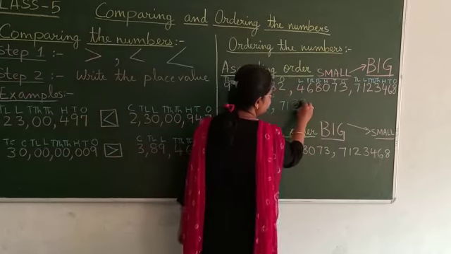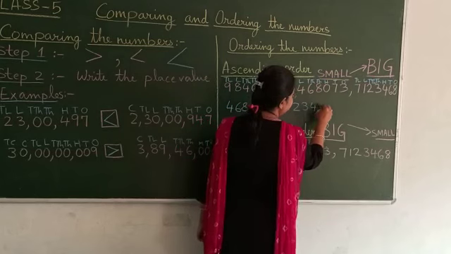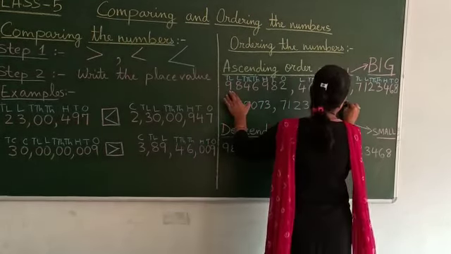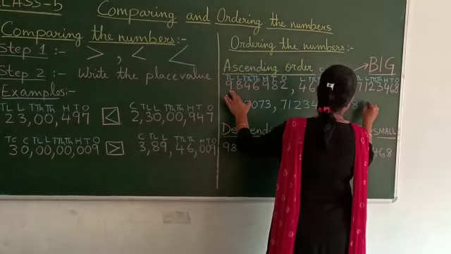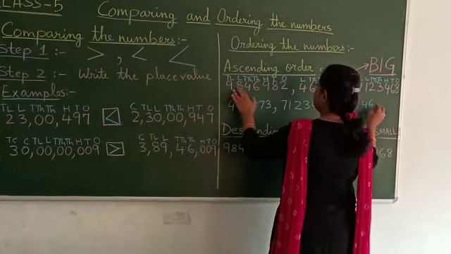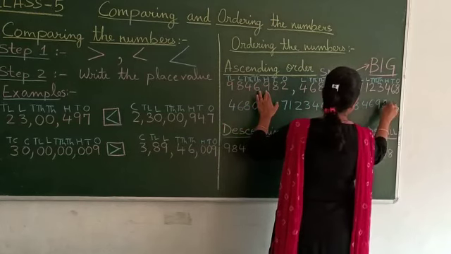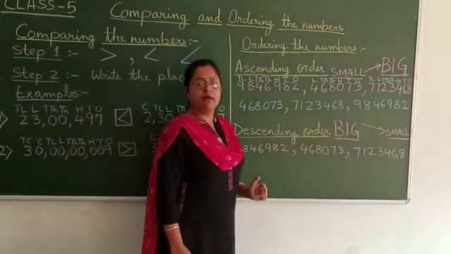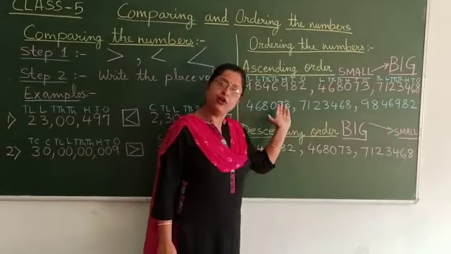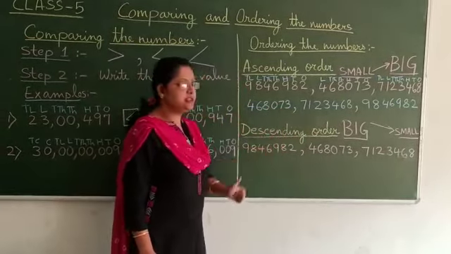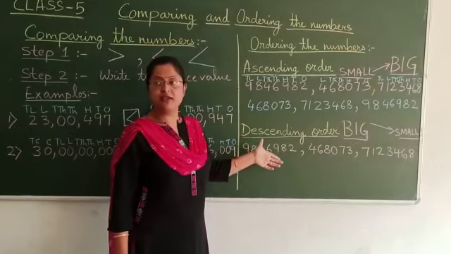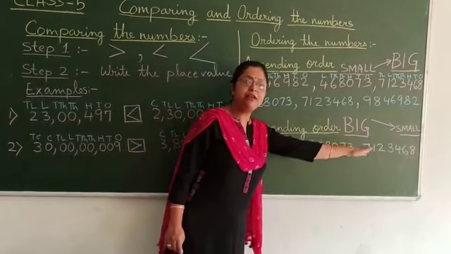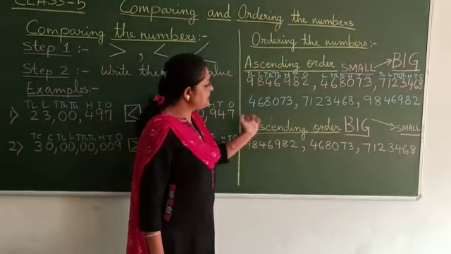71 lakh 23,468 and finally 98 lakh 46,982. Alright, this is called arranging in ascending order. Just the opposite is descending order. That is, first the biggest one, then the next lesser, lesser, lesser one, and finally the least. And we follow the same technique over here.